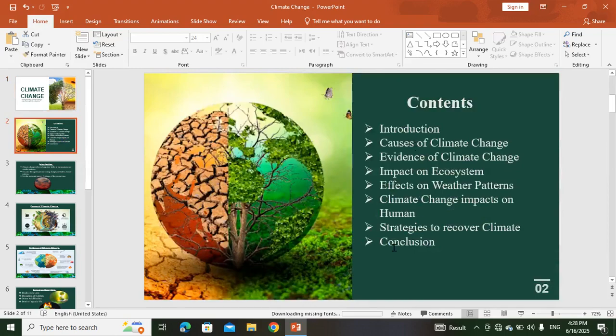Firstly, you can see this picture. The right side part of the earth is greenery. It means that this part is without climate change, and the left side part of the earth is where climate change occurs. So these are the contents of my presentation that I will discuss in front of all of you: introduction, causes of climate change, evidence of climate change, impact on ecosystem, effect on weather patterns, climate change impacts on human, strategies to recover climate, and the last one is the conclusion.